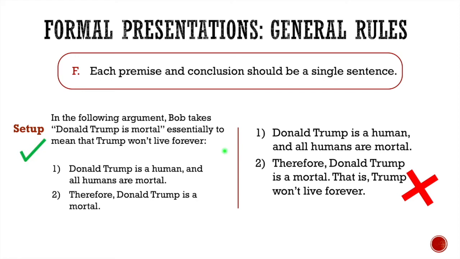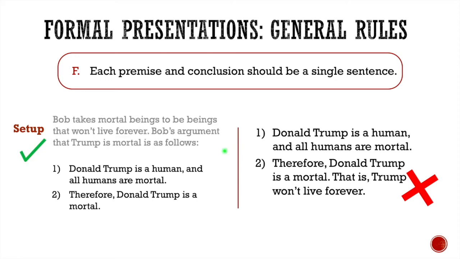So a setup is good. Another way to word a setup could be something like this. Bob takes mortal beings to be beings that won't live forever. Bob's argument that Trump is mortal is as follows. And then, again, you have the argument down there. So that's a way to avoid making your premises or conclusions too cluttered or have too many sentences in them, and make it more simplified and straightforward.